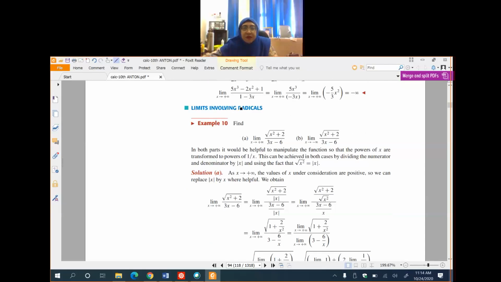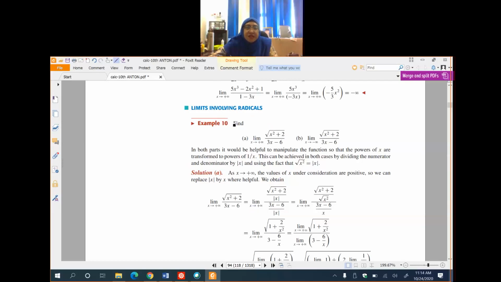So what about this one, example 10? Example 10 is when we are dealing with radicals. Radical is this square root sign. It could be cube root, it could be square root. And this one is dealing with the square root. Square root of x squared plus 2 divided by 3x minus 6.